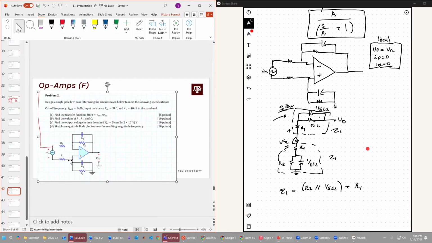So then our circuit simplifies even further to just become the following. This goes to ground. Start V0, Z1, Z1. Okay. And then our output in terms of our input.